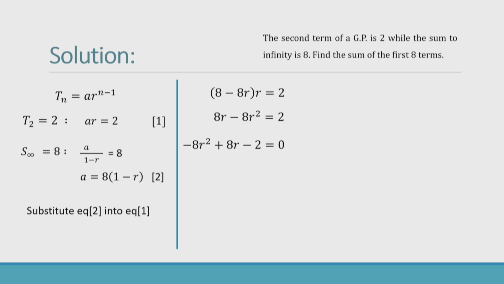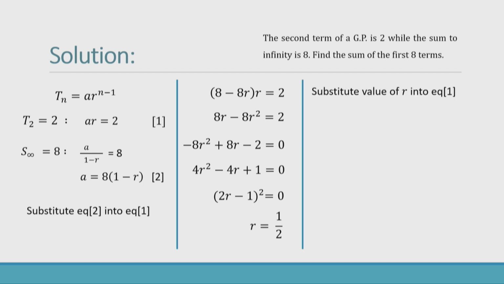I send all the terms on one side and I divide by negative 2. I get 4r squared minus 4r plus 1 equal to 0. I factorize. I get 2r minus 1 to the square equal to 0. So r will be equal to half. I now substitute the value of r into equation 1 to get the value of a. So here a is equal to 4.